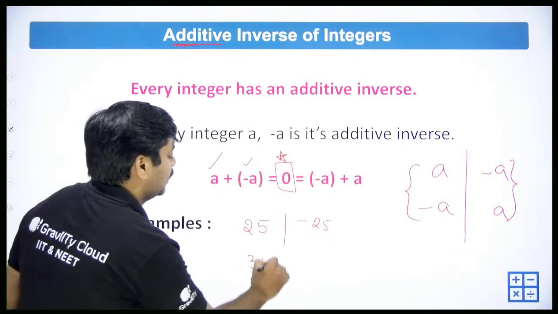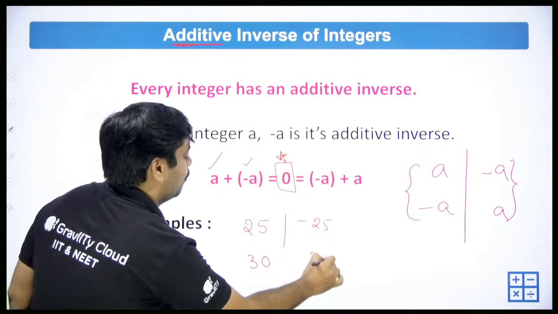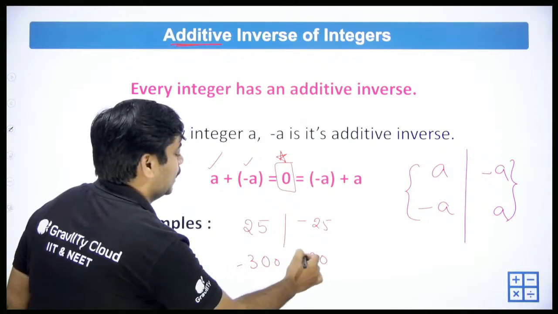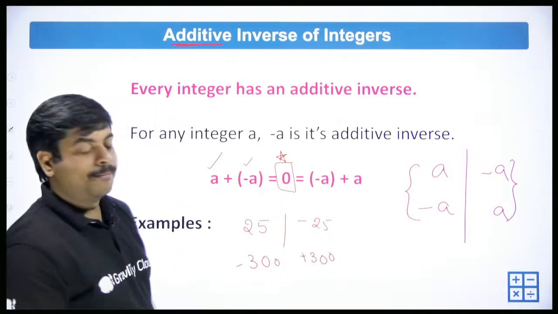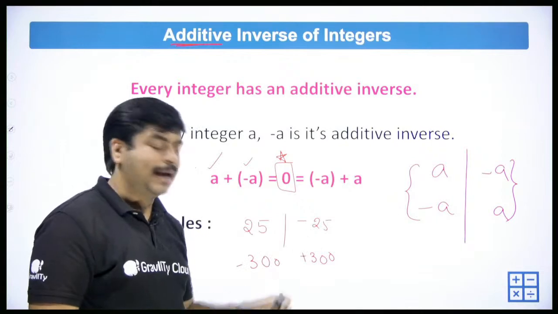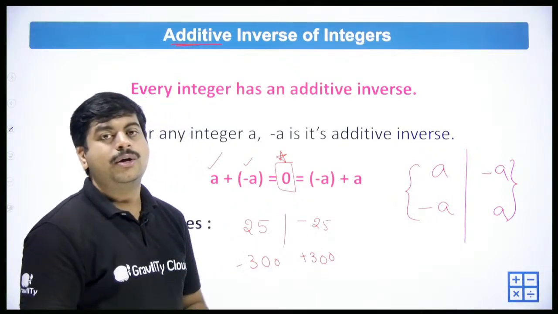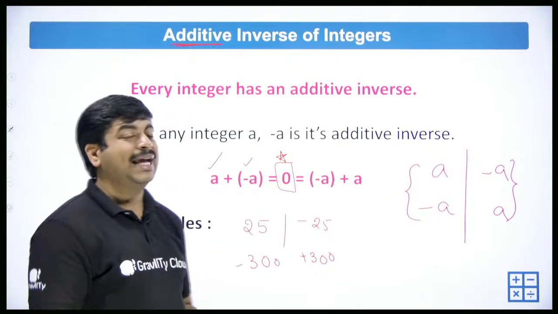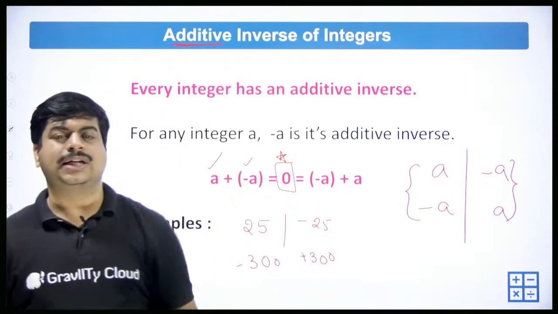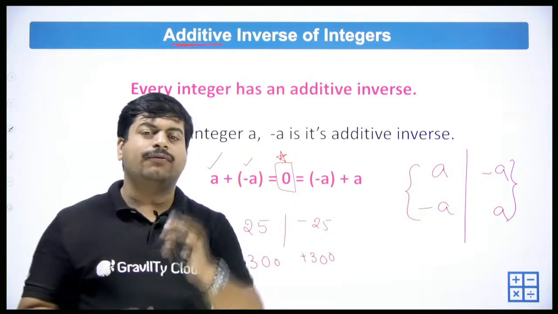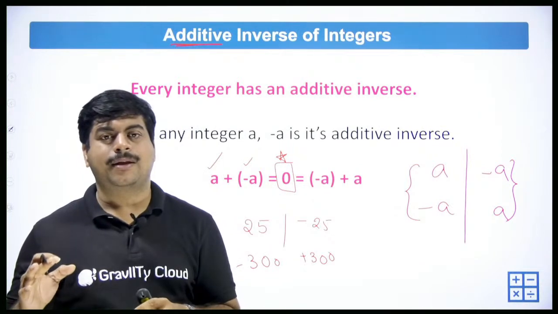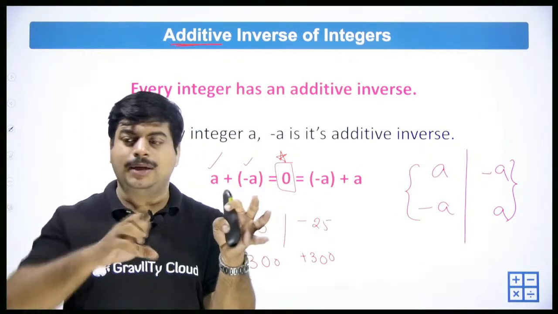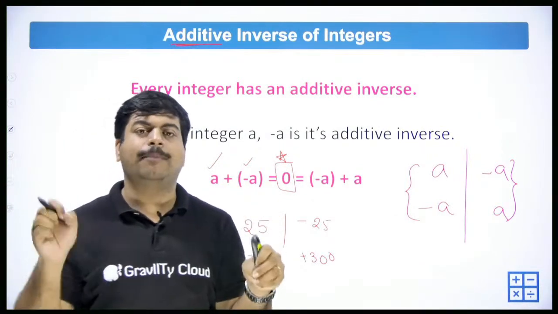So for example, 30 plus 0 is 30. Minus 300 plus 0 is minus 300, or minus 300 plus 300 will give you 0. So all these are different examples for additive inverse. Simply just change the sign. If you have negative, remove it. If you don't have, keep it. Positive number, you will get negative number. Negative number, you will get positive number.